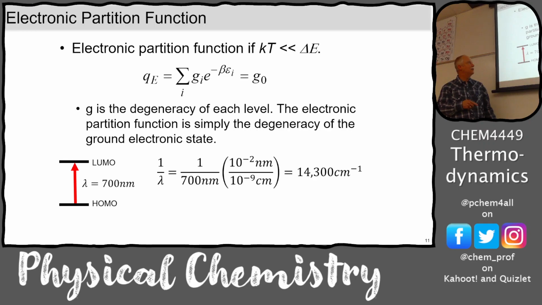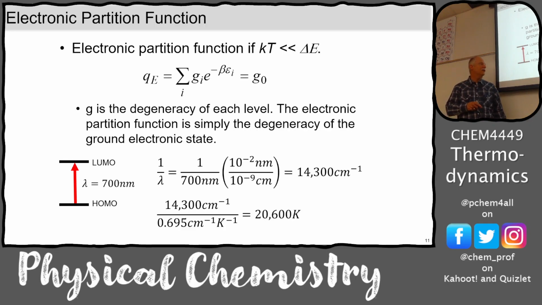Well, let's convert this to temperature. So 1 over that, or wave numbers, 1 over 700 nanometers, and converting from nanometers to centimeters, we get 14,000 wave numbers. And remember, room temperature is 298. So this difference in terms of wave numbers is 14,000 wave numbers. Dividing that by the Boltzmann constant over hc, we get a temperature of 20,600 Kelvin. So it would take 20,000 Kelvin to excite the HOMO-LUMO gap with a 700 nanometer wavelength.